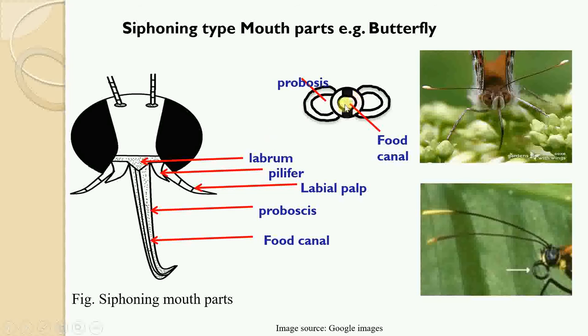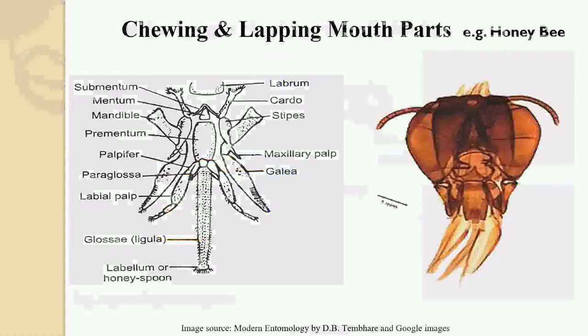So here the mechanism is very simple. This one is a proboscis. This is a part of the galea. These galeae are interconnected and form a hollow structure, which is responsible for forming a hollow tube known as the food canal. So this is about the siphoning kind of mouthpart. Examples are adult lepidopteran insects, butterflies and moths.